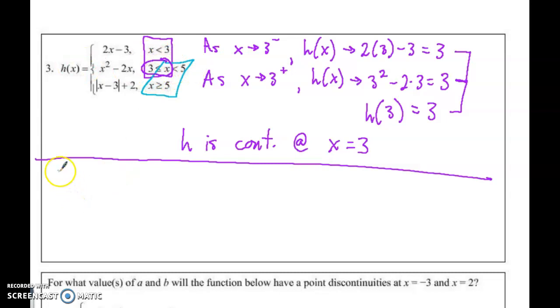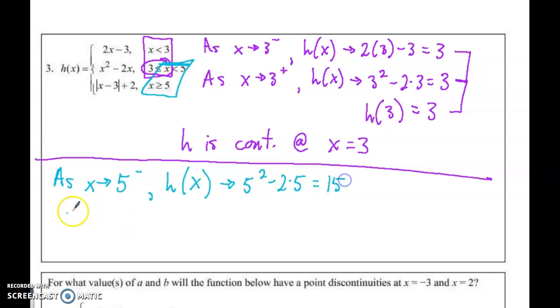So now when we do as x approaches 5 from the left side, which function are we looking at? It's the top one of the functions we care about. So the 5 is this one. That would be 5 squared minus 2 times 5. So we get 25 minus 10 is 15.